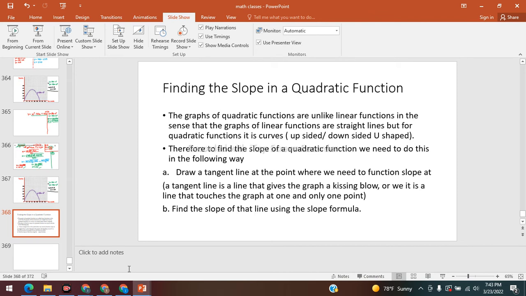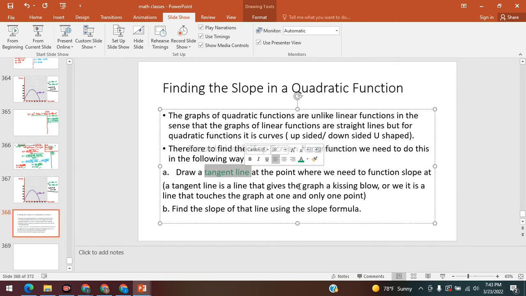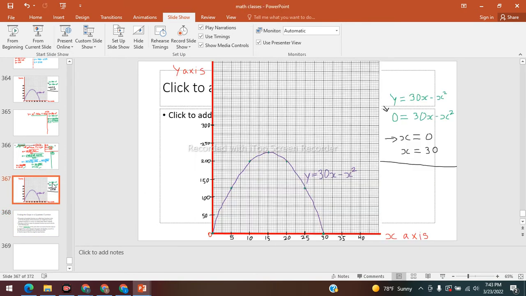I can draw a tangent line. Very good. Draw a tangent line at the point. Okay. And what is a tangent line? A line that gives the graph a kiss and blow. Basically, it's the line that touches the graph at one point.